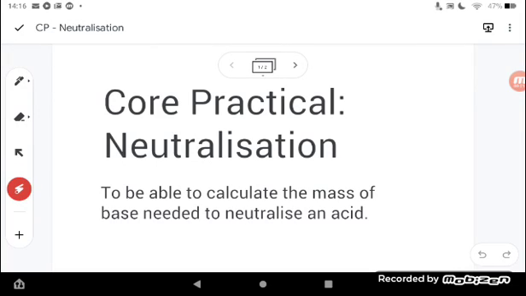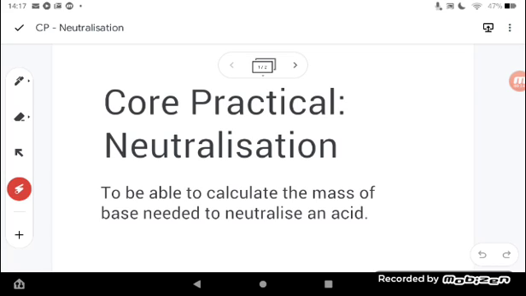Looking here at the core practical on neutralisation, this core practical is all about using a solid base to figure out the exact mass of that solid base that will neutralise the acid. In the process, you can then use some calculations on concentration that you'll look at in another video to figure out the concentration of the acid.